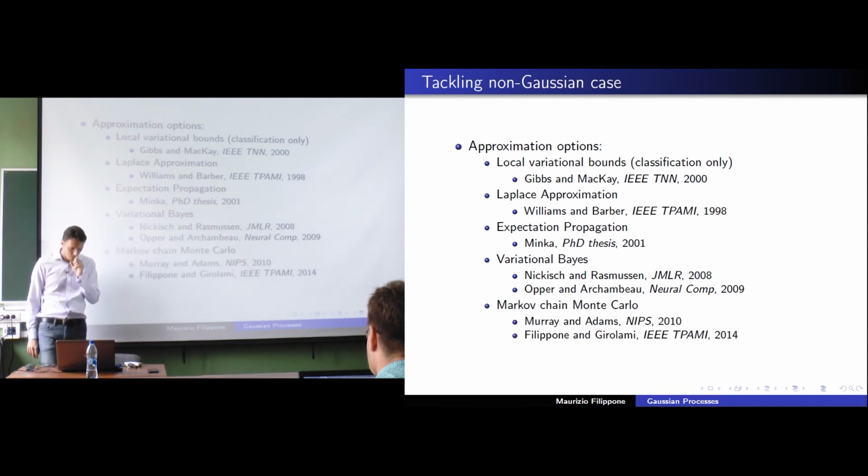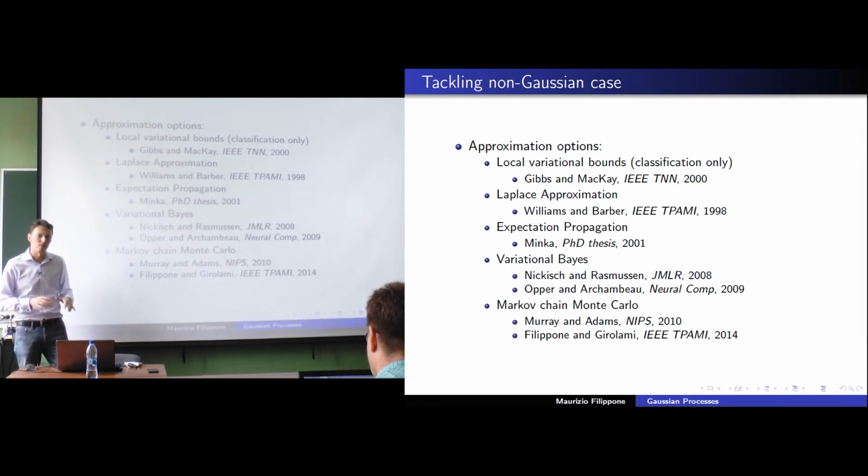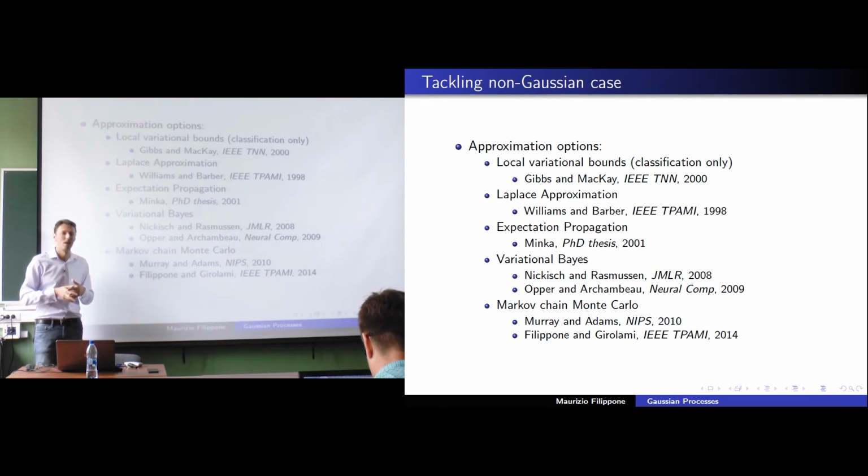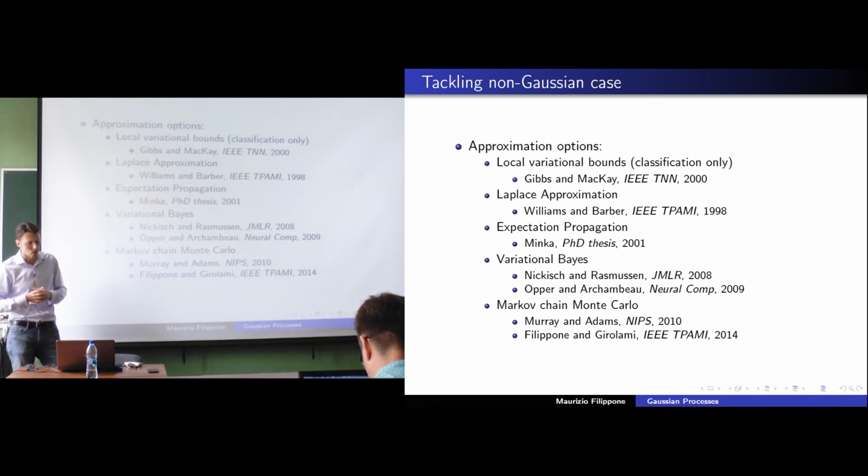And of course, if you really don't want to make approximations, what do you do? Well, then you can't. You have to do some approximations. But if you do stochastic approximations like Markov chain Monte Carlo, then asymptotically you know you're going to find something which is unbiased. Okay. So there has been some work on this.